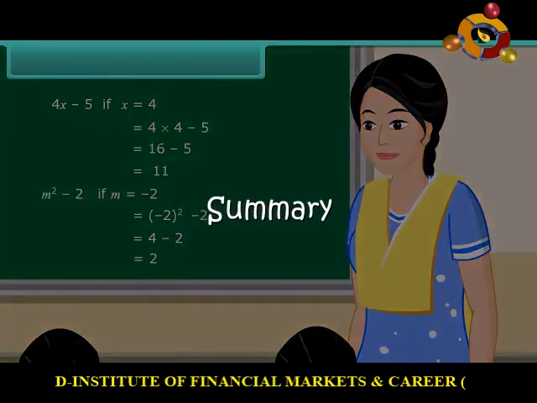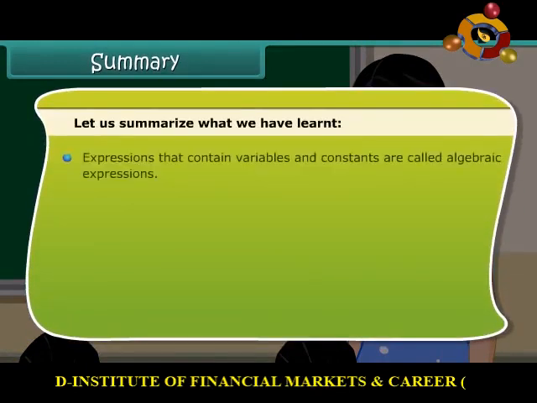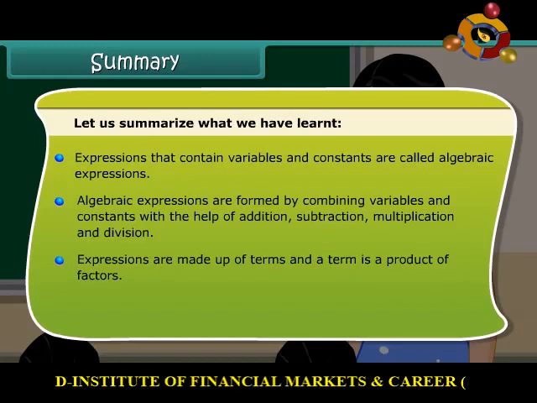Summary. Let us summarize what we have learned. Expressions that contain variables and constants are called algebraic expressions. Algebraic expressions are formed by combining variables and constants with the help of addition, subtraction, multiplication, and division. Expressions are made up of terms, and a term is a product of factors. The coefficient is the numerical factor in the term.